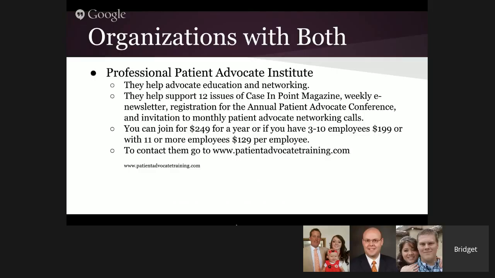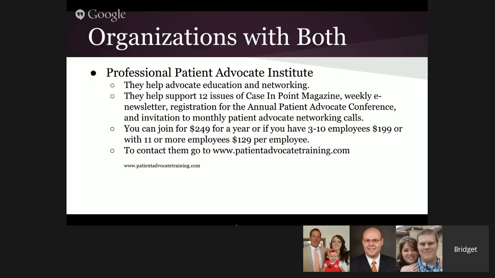The last organization that has both is the Professional Patient Advocate Institute. They help advocate education and networking, which is super beneficial. Like I said, after you graduate, networking is something that will help you get into jobs. It's really, really beneficial. They support 12 issues of Case and Point magazine, weekly newsletters, registration for the annual Patient Advocate Conference, and an invitation to monthly patient advocate networking calls.